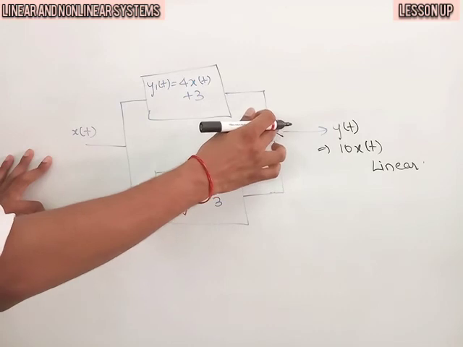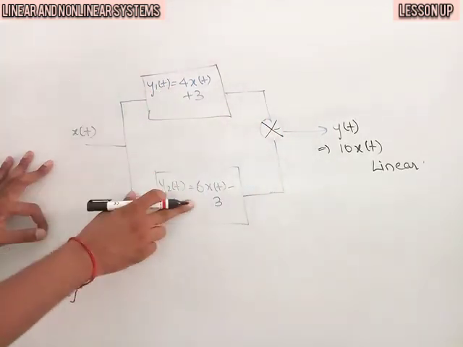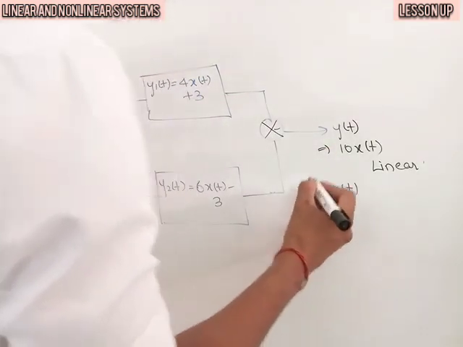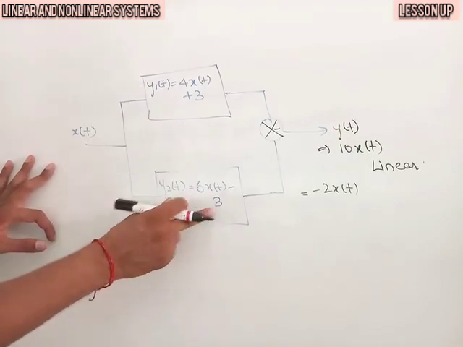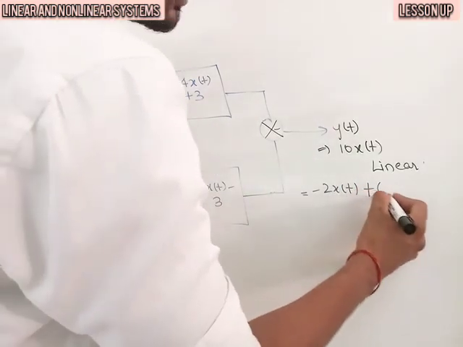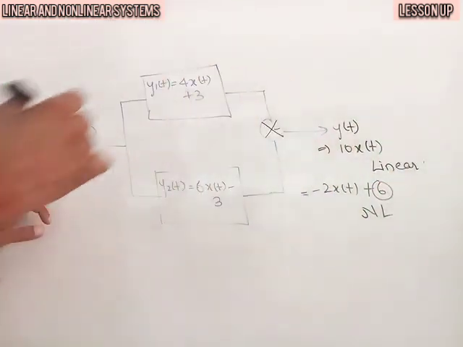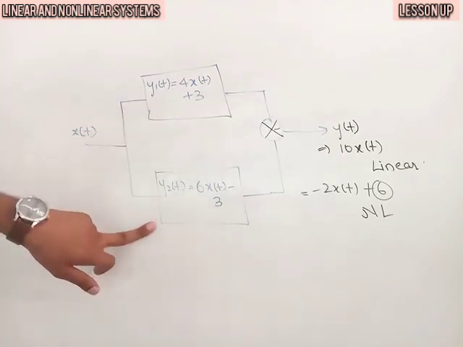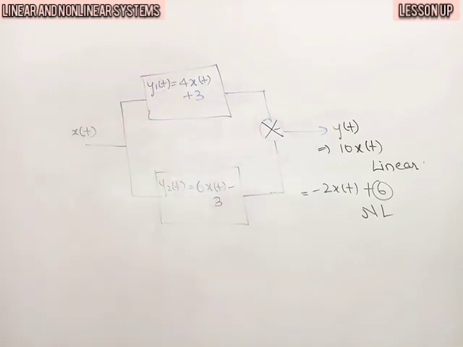And if we subtract these two, we will get 4 minus 6, that is minus 2x of t, and 3 minus minus 3, that is plus 3 plus 3, which is 6. So here it contains constant terms, so it will be non-linear. Okay, so when we connect two non-linear systems in parallel, the result can be linear or non-linear.